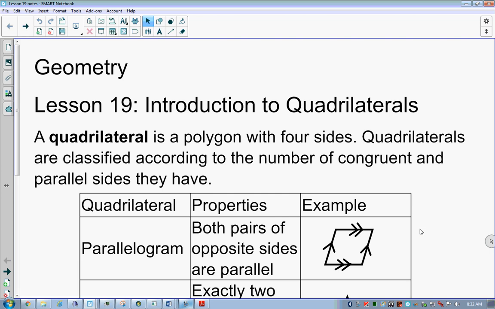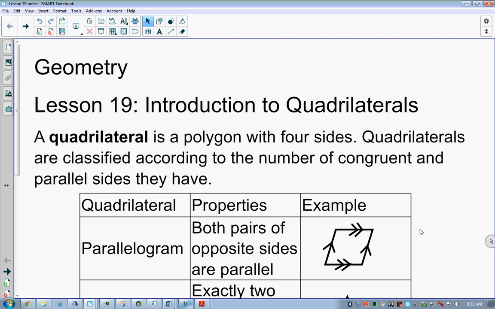Lesson 19, Introduction to Quadrilaterals. A usual mistake people make when talking about four-sided figures is that if I say, hey, what do we call a four-sided figure? People blurt out the first thing that comes to mind, and usually that's rectangle or square, right? And that's not what we call a four-sided figure or a four-sided polygon. A four-sided polygon is called a quadrilateral because not all four-sided figures are squares.